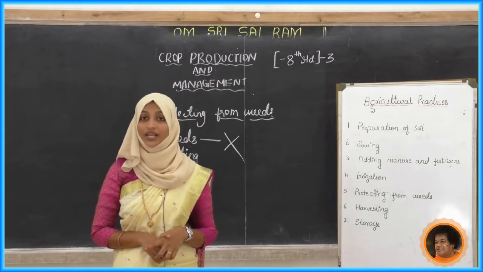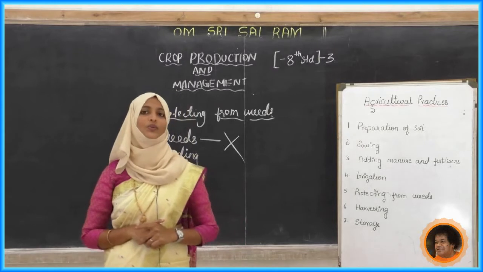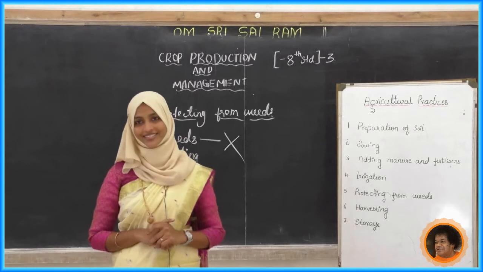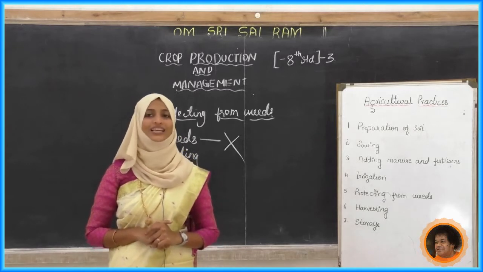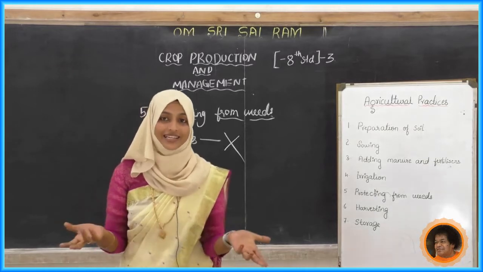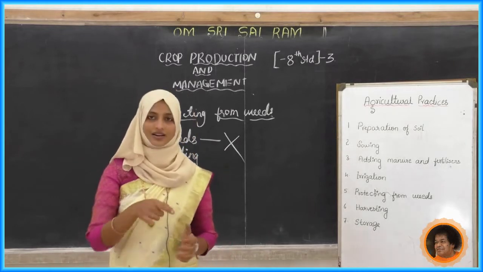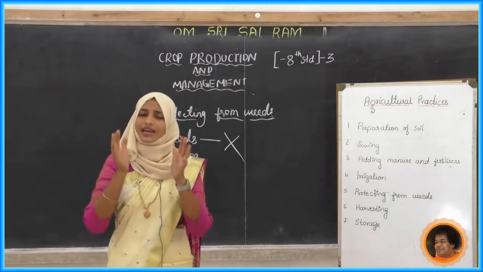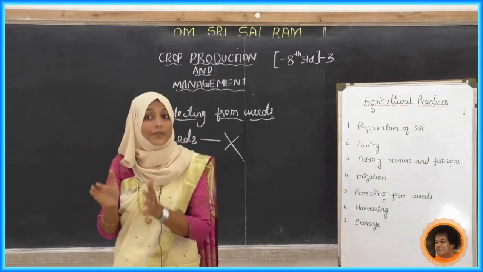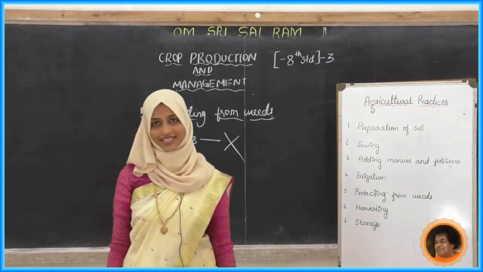Sometimes they use chemicals to kill these weeds. Do you know the name of that? That is called weedicides. Have you heard about insecticides? Why are we using insecticides or fungicides? To kill the insects, to kill the fungus. That is a fungicide. Same as that, to kill the weeds the farmers are using these weedicides.